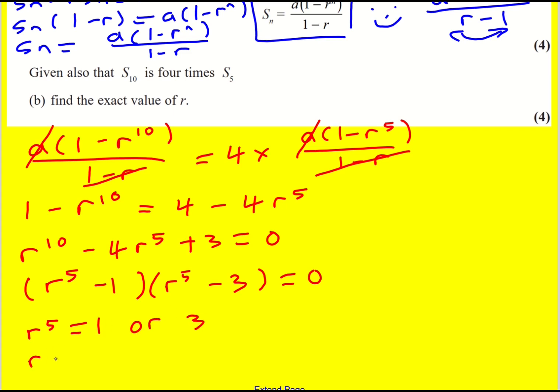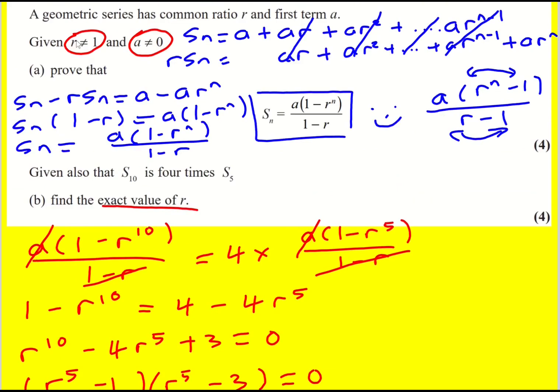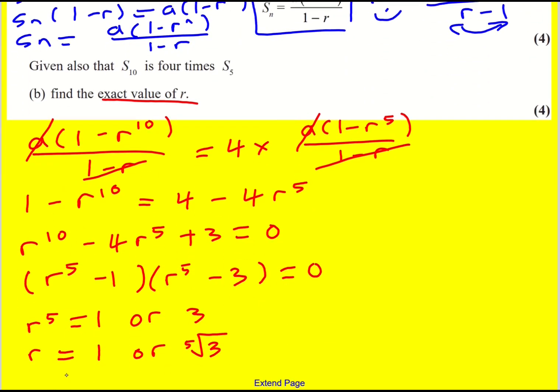If we take the fifth root, r is then going to be the fifth root of 1, which is just 1, or the fifth root of 3, which I'll just leave exact. We are asked for the exact value. We've already made the assumption that r is not equal to 1. In fact, we were, of course, told it earlier on. So I'm just going to reject that solution. Although it solves the hidden quadratic, it doesn't solve the original summation. Therefore, our final answer is that r is going to be the fifth root of 3.